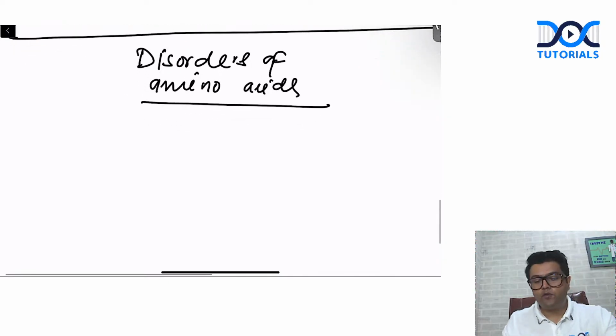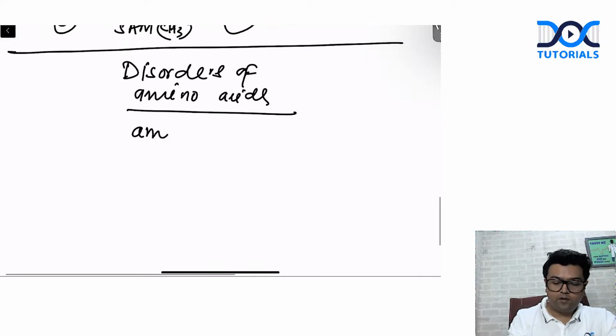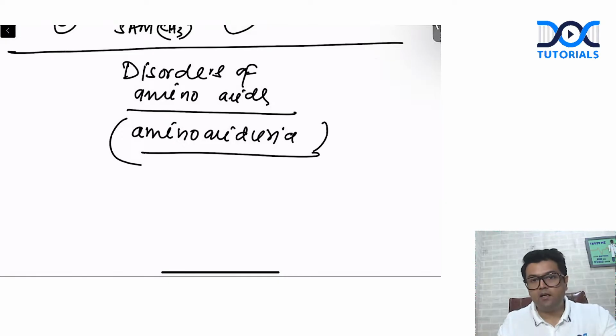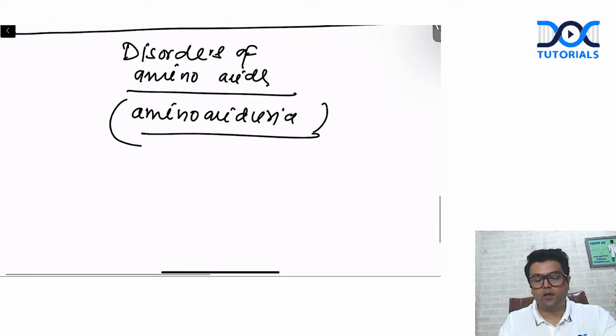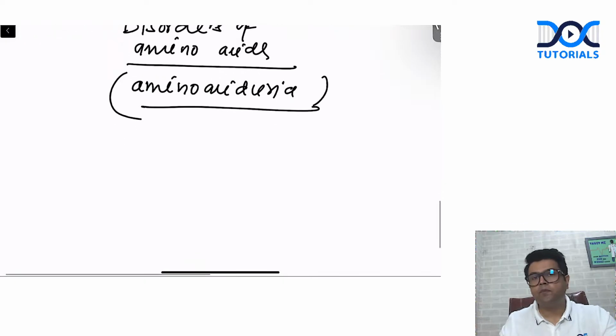Now, guys, before we proceed, we should know one thing: disorders of amino acids, or we can also call them amino acidurias. So there is no involvement of the urea cycle here. It's "uria," meaning presence in the urine. So, disorders of amino acids or amino acidurias.